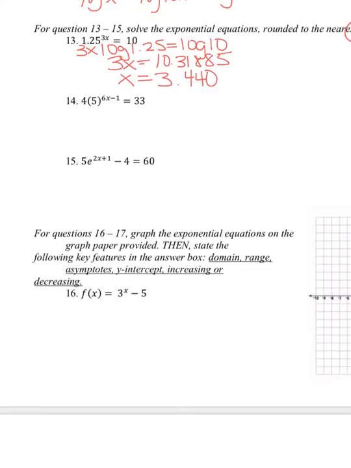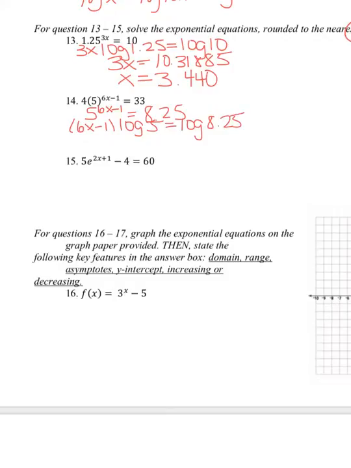Again, isolate the base and the exponent, so you have to divide both sides by 4 first. So now this is 5 raised to the 6x minus 1 equals 33 divided by 4 gave me 8.25. And now I can bring the logarithms into it. So this is 6x minus 1 times the log of 5 equals the log of 8.25.